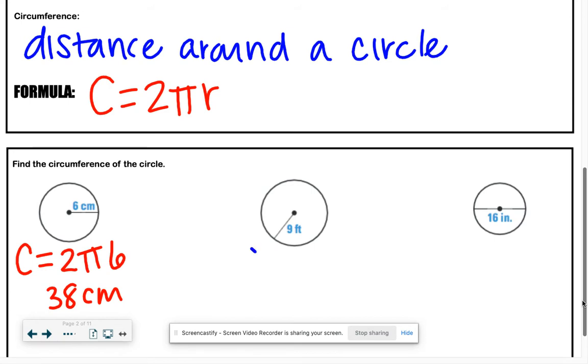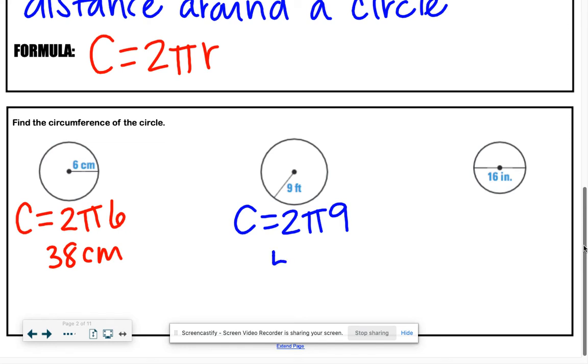What is our radius on the middle one? 9. Plug it in your calculator. It would be 57-ish. All right. What do we get on this one? 57. So we round to the nearest whole number, 57? Yeah. Okay.